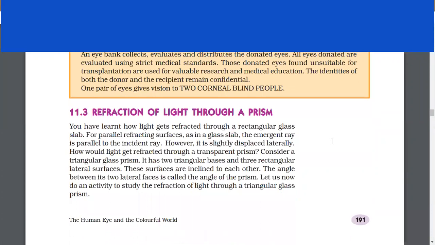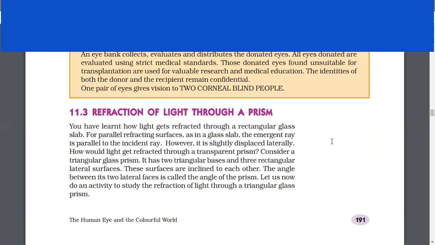Refraction of light through a prism. You have learned how light reflects or gets refracted through a rectangular glass slab. For parallel refracting surfaces, as in a glass slab, the emergent ray is parallel to the incident ray. However, it is slightly displaced laterally. How would light get refracted through a transparent prism?